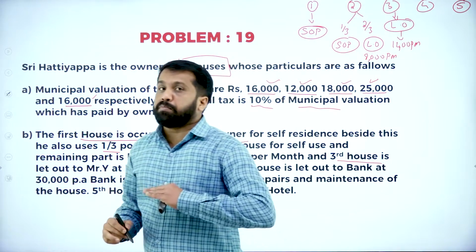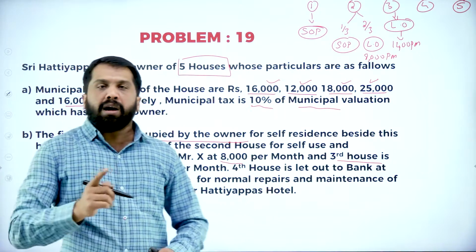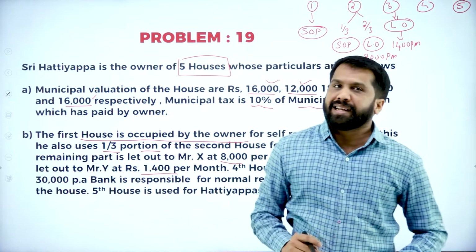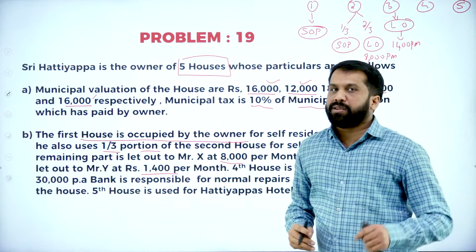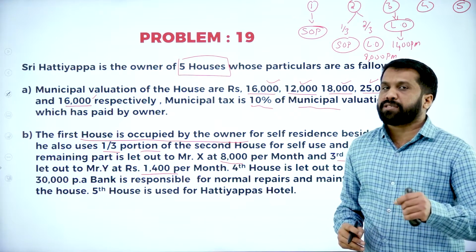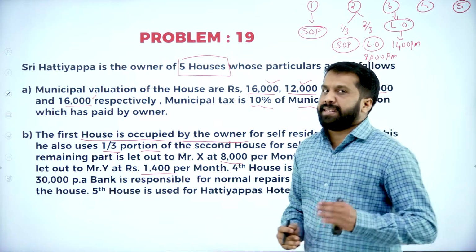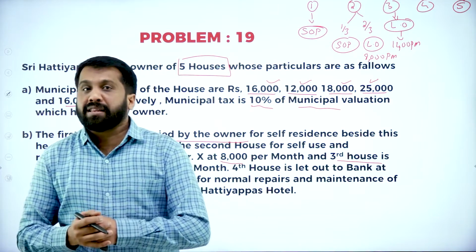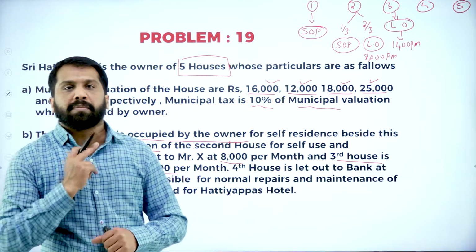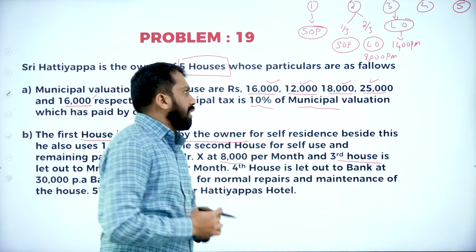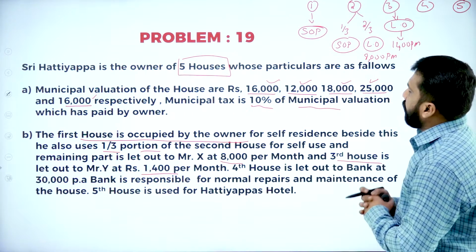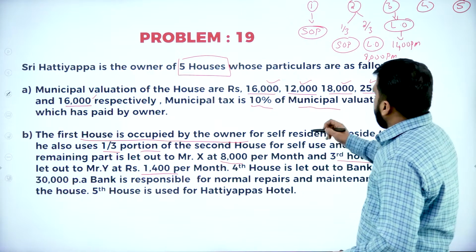House 1 completely self-occupied. House 2, 1/3 is self-occupied, 2/3 is let out. For the 2/3 you are getting rent of 8,000 per month. House 3 is completely let out and you are getting how much rent? 1,400 rupees per month. Now, we are done with all this calculation. I'll go for the next one. What is the next one here?